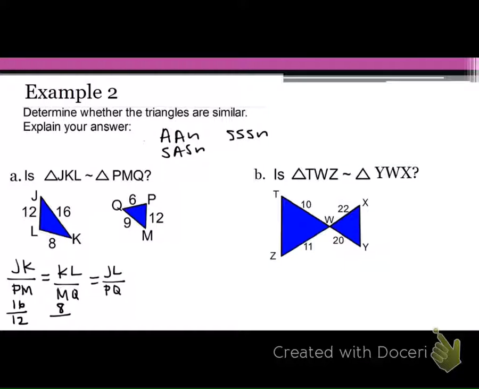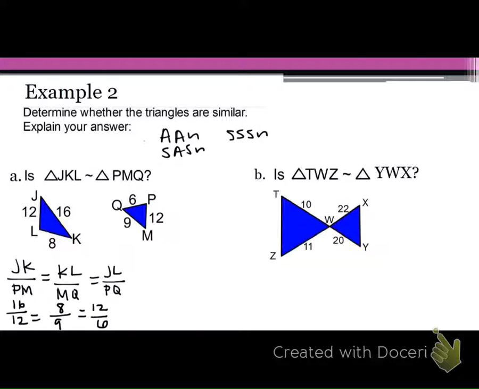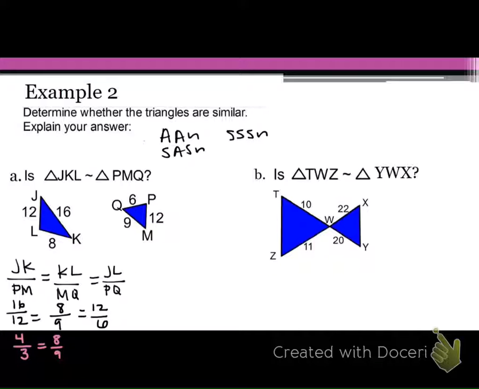KL is 8, and MQ is 9. And JL is 12, and PQ is 6, right? So if we were to simplify all of these, 16 over 12, 4 goes into both of them, so that is 4 over 3. 8 over 9 can't be simplified. And then that just simplifies to 2. Are those all in the same proportion to each other? So are these similar at all? No, they are not similar because the sides are not proportional.